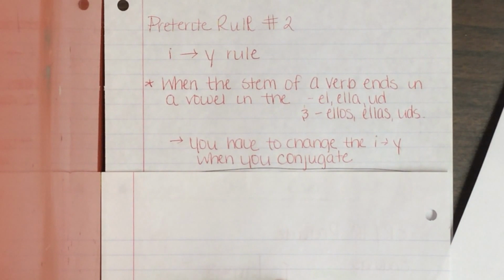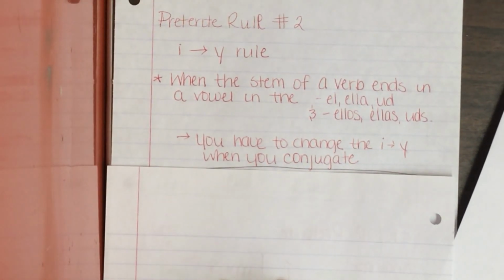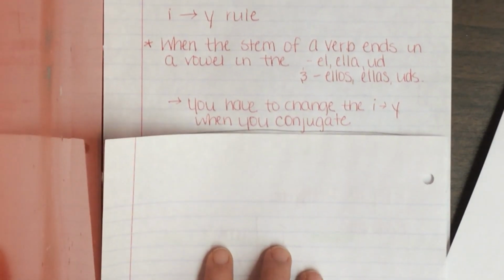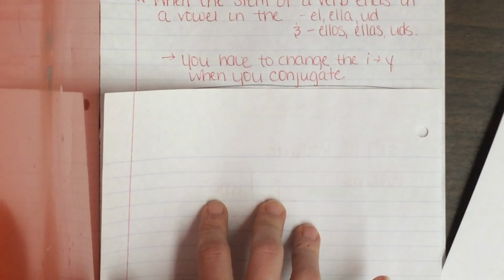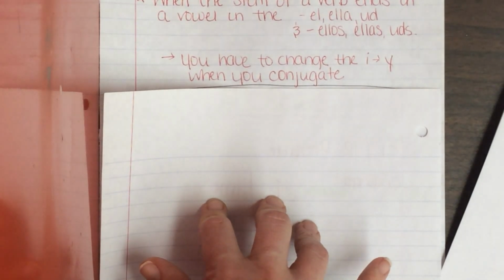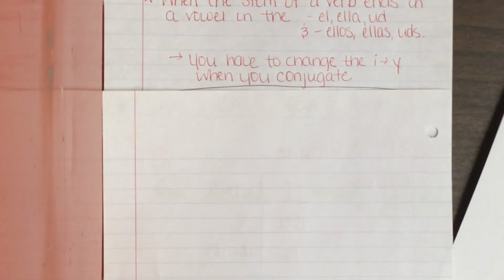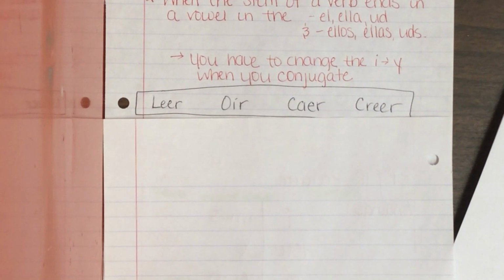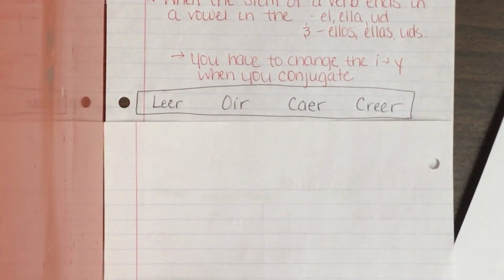Now, lucky for you guys, I've compiled a short list of the most commonly used ones for us, but again, this is not an exhaustive list. Just like preterite rule numero dos, it's not an exhaustive list. There are many more whose stem ends in a vowel, but these are the four that we will most commonly use. And they are leer, oír, caer, and creer.